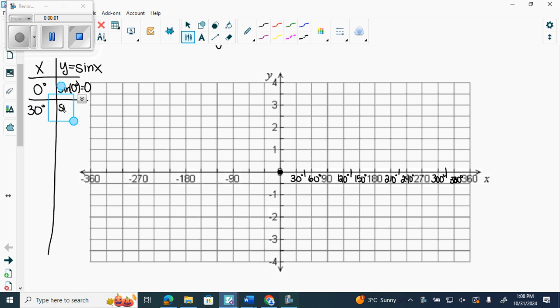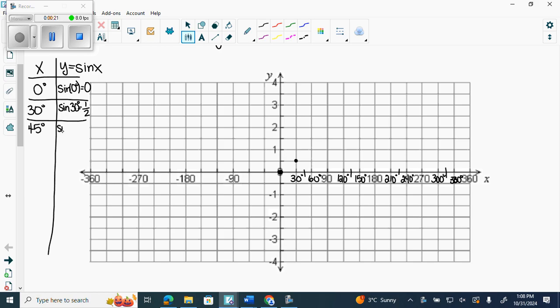Sine of 30 degrees? Which equals a half. So it'd be 30 and a half. Yep, 30 and 1/2, or 30 and 0.5. We draw that one. Then we can do 45.